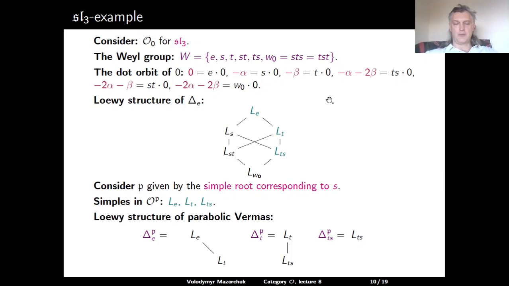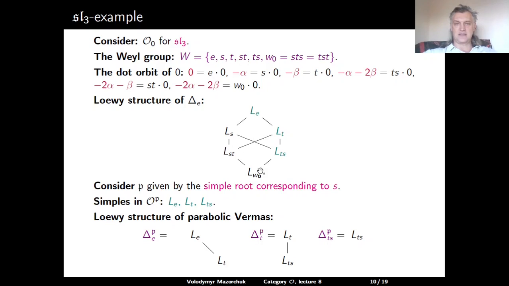And the Loewy structure of the parabolic Verma modules is as follows. To understand this structure, we need to consider our picture for Delta e. In order to get Delta e P, we should take Delta e and factor out the submodule given by Delta s dot 0, which has top L s. So if from this Delta we factor out the submodule generated by L s, this kills these 4 elements, and the quotient is given by top L e and socle L t. So the second parabolic Verma module corresponds to Delta t.